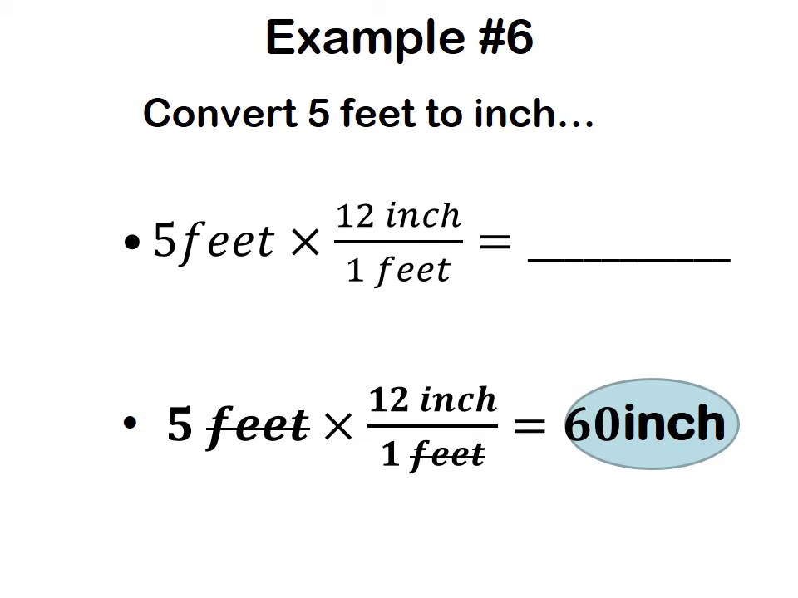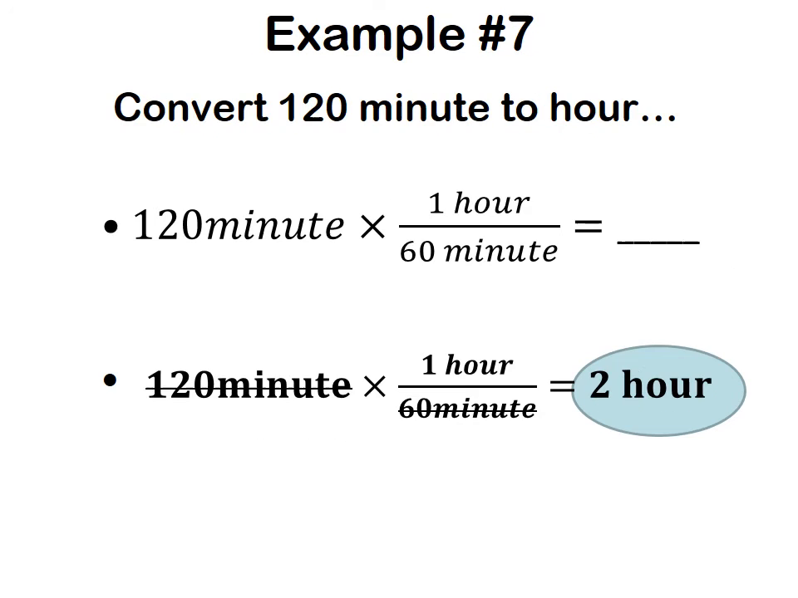Here 5 feet, 12 inch by 1 foot. We need to convert into inch. So how many inch will we get? 60 inch we will get. What we need, we will keep up. 120 minutes by 1 hour by 60 minutes. What we need here is hours, so we will keep hours up and we get 2 hours.